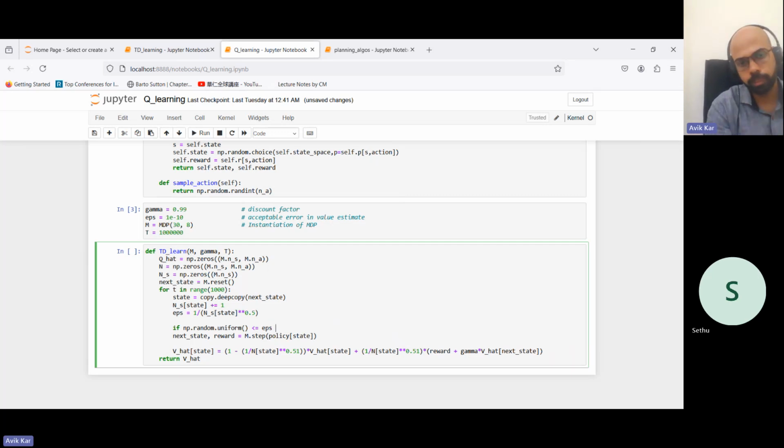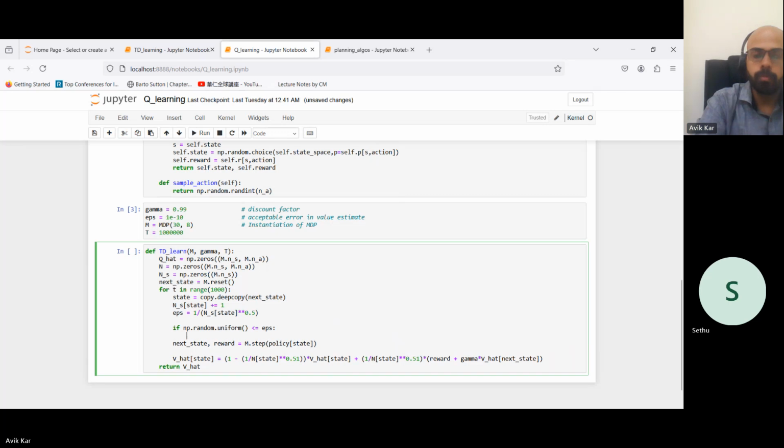From 0 to epsilon there is one block, and from epsilon to 1 there is another block. With probability epsilon, the sample will fall in the 0 to epsilon block, and with probability 1 minus epsilon, it will fall in the epsilon to 1 block. So if this condition is true, which happens with probability epsilon, we take an exploratory action.